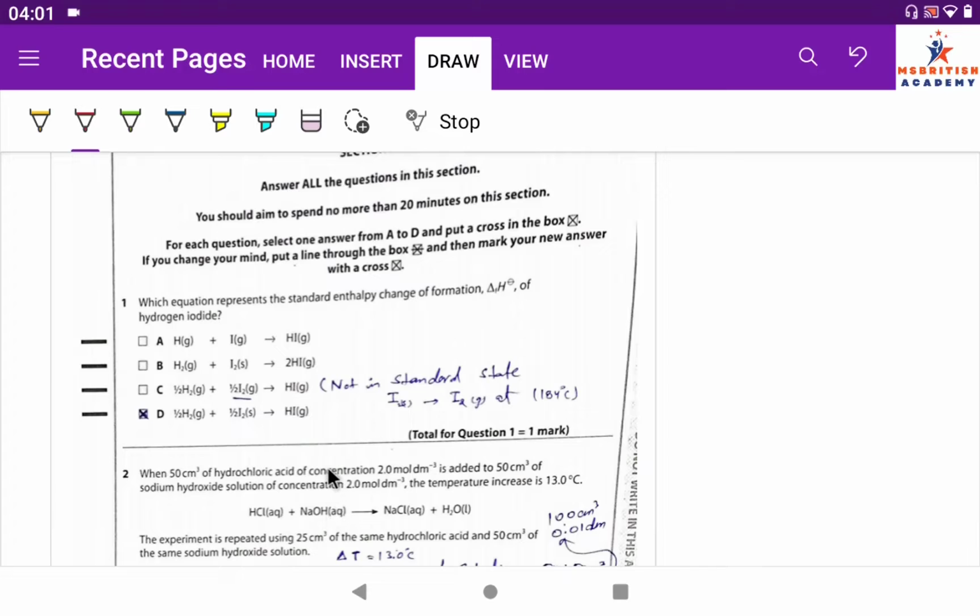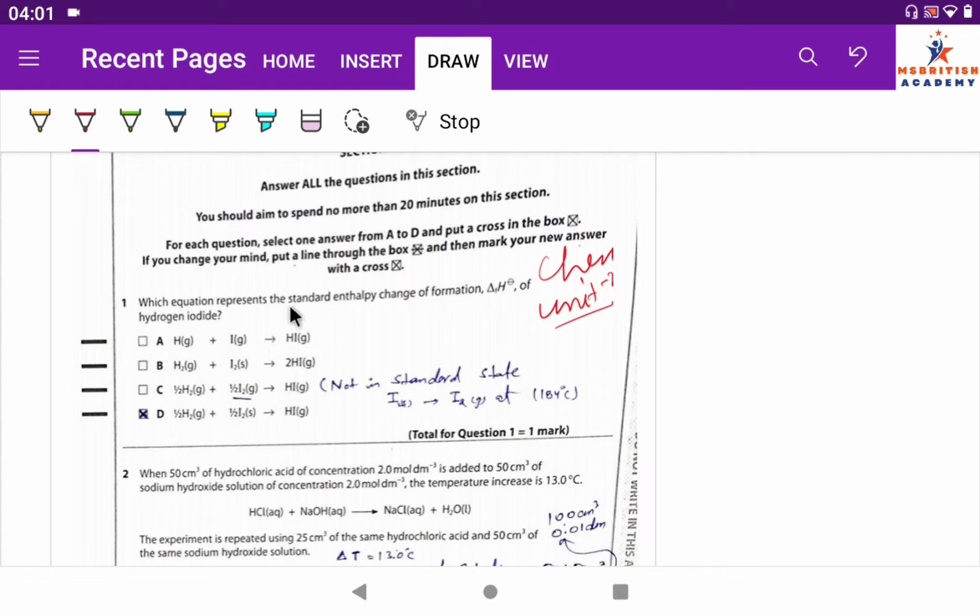Hello dear student, in this video we are going to solve chemistry unit 2 past paper. So first question is, which equation represents standard enthalpy change of formation of hydrogen iodide?